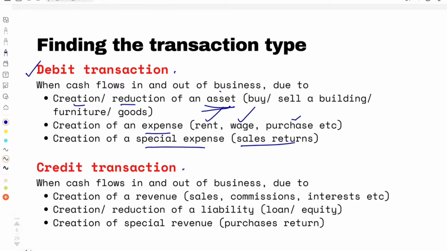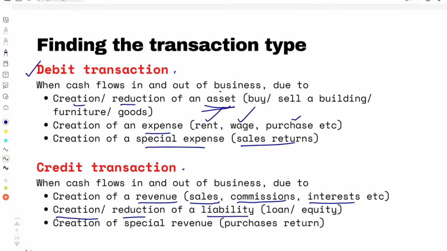So next we'll talk about credit transactions. When can you say that the transaction that is given to you is a credit transaction? For that, we should know what is the reason for the cash flowing in or out of the business. Is it because you did a sale and you got a revenue out of it, or you got some commission or some interest for your investment? If this is the reason why cash has come in, then it is a credit transaction. Or maybe you took a loan, or you paid back some amount of a loan. That is creation or reduction of a liability. Then also it is a credit transaction.